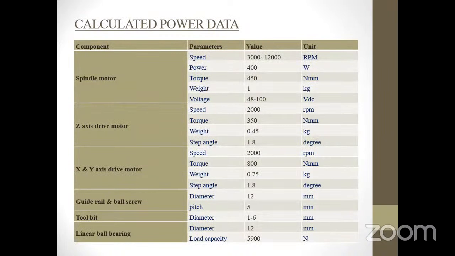This is the power data calculated from many calculations. Here it shows the important parameters that depend on the machine. I selected suitable components matching this calculated data, like the spindle motor speed and power, and so on.